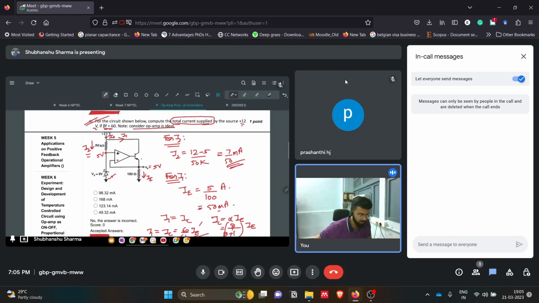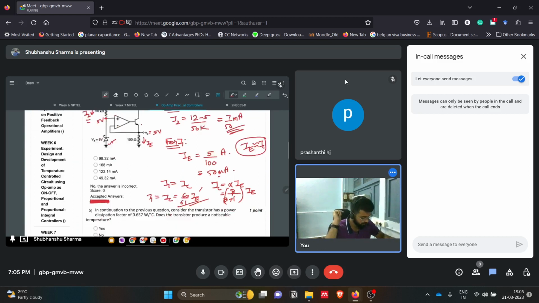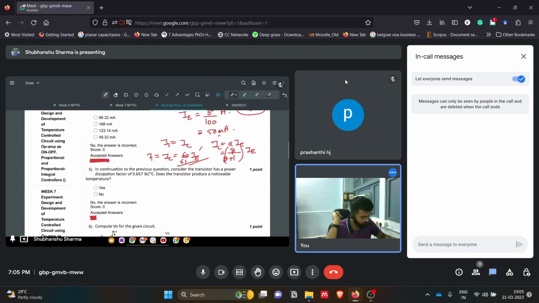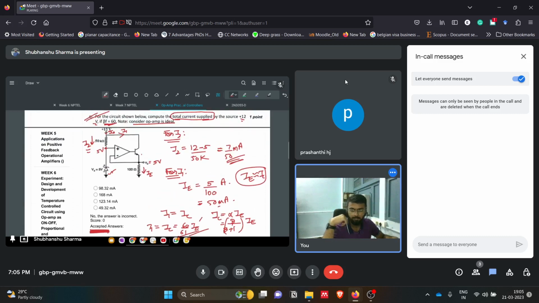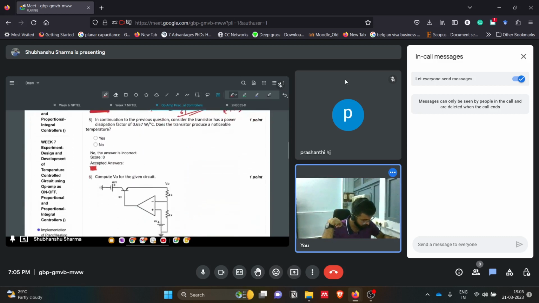If this beta value is not given, then in that case you can simply consider IE approximately equal to IC. But if beta is given, then they are asking for the precise answer. So I think there is no doubt in this question. We'll move towards the next question, question 5.